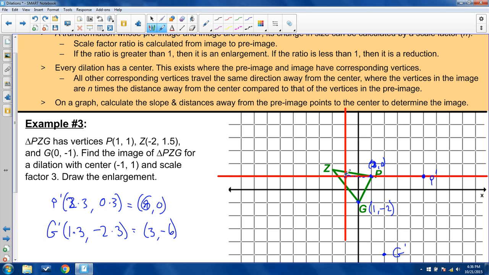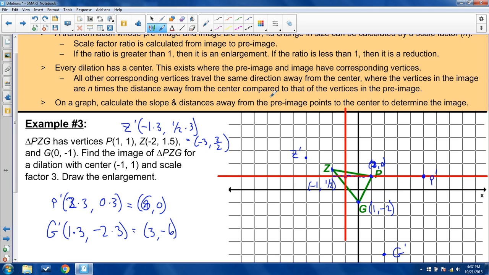Z is 1 over to the left, 1/2 up. So this point is at negative 1, comma 1/2 relative to my center, not the origin. So Z prime will be at negative 1 times 3, comma 1/2 times 3, which is negative 3, comma 3/2. So from here I'll go 3 over to the left, 3.5 up, which is right there, and there's Z prime.